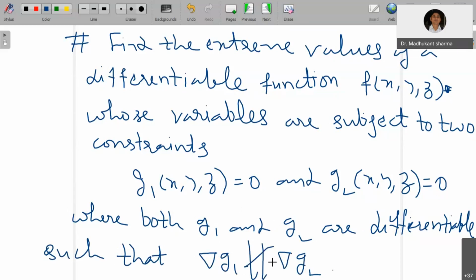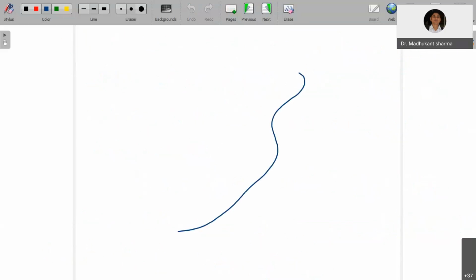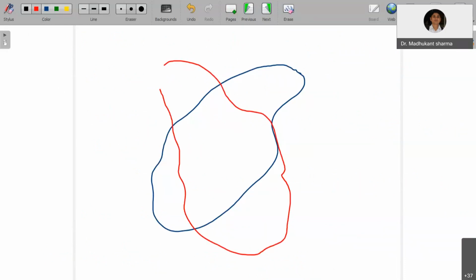They should intersect. Now, if you recall the previous concept, what was that? You were interested in finding the extreme value of a differentiable function f whose variables are subject to one constraint, that is g of x comma y comma z equals 0. Now, suppose you have one surface and another surface. If their normals are not parallel, they will intersect at some part.